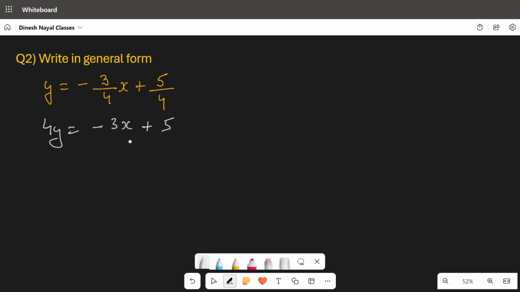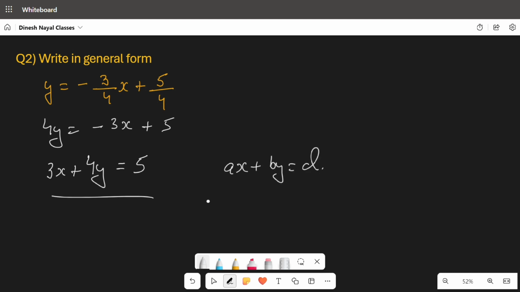Now you can take 3x to that side. So this will be 3x plus 4y equals 5. So this is our general form. As you know, the general form equation is ax plus by equals d, as I have just shown you before.